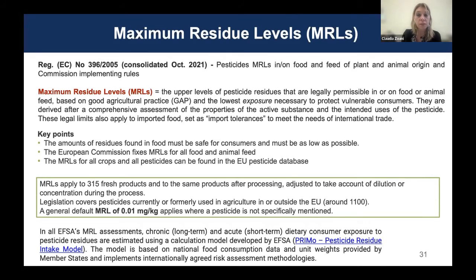The European Commission fixes the MRLs for all food and animal feed, and the MRLs for all crops and all pesticides can be found openly in the EU pesticide database. They apply to 315 fresh products and to the same products after processing, adjusted taking into consideration the dilution or concentration during processing. This means that the fate of the residues during the food supply chain is considered.